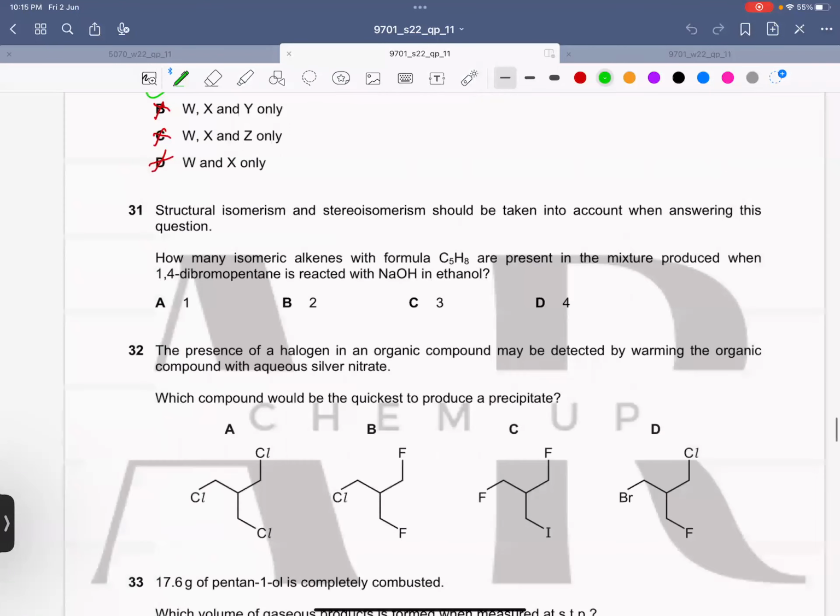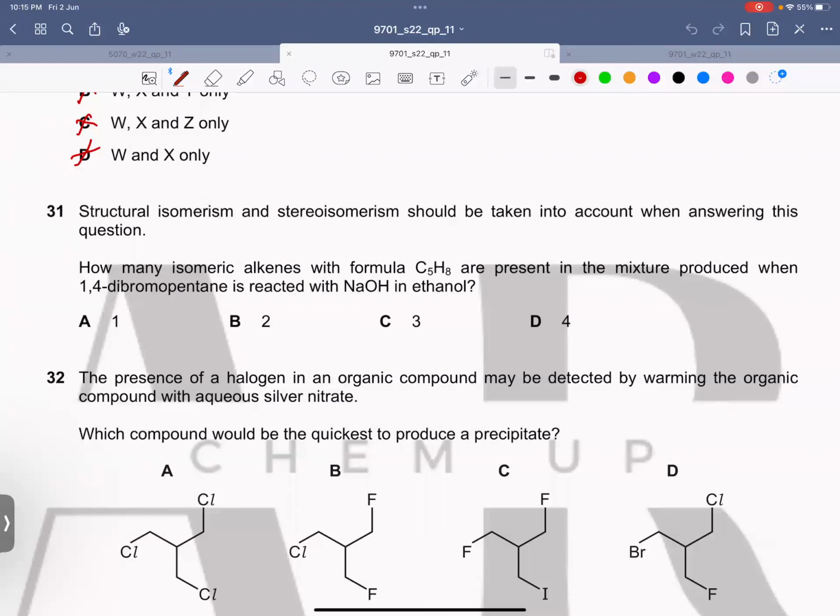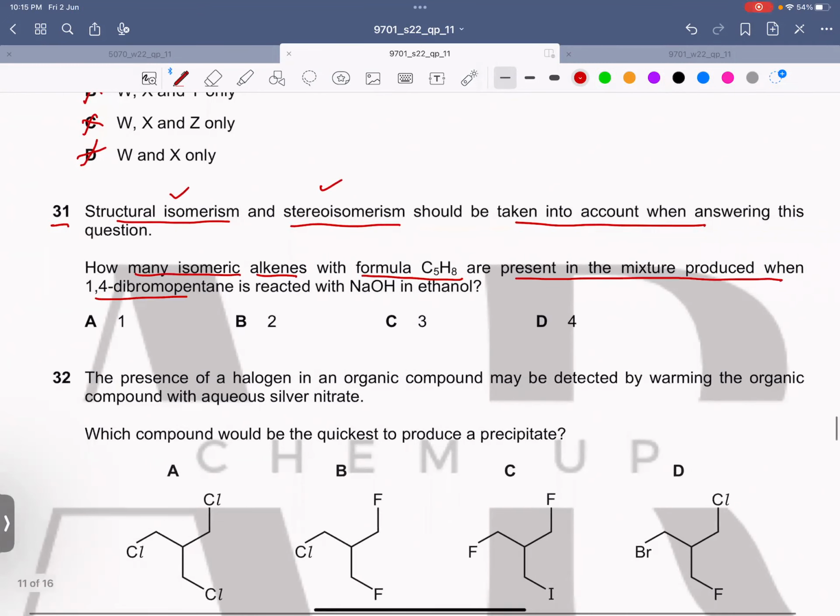We have completed till question number 30. Now we are going to start with question number 31. Structural isomerism and stereoisomerism should be taken into account when answering this question. So we have to consider both structural and stereo, right? How many isomeric alkenes with the formula C5H8 are present in the mixture produced when 1,4-dibromopentane is reacted with NaOH?